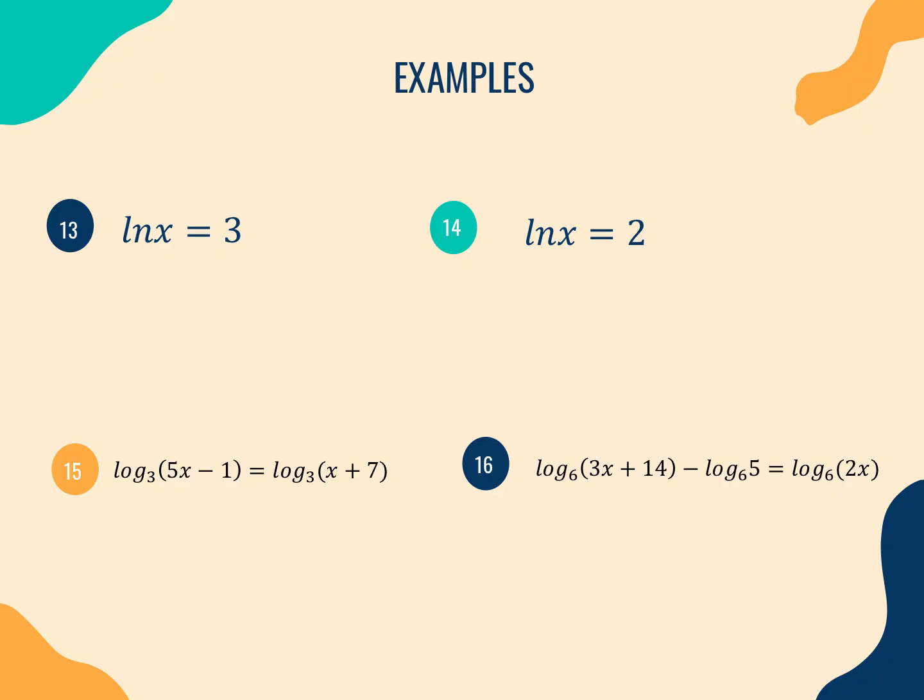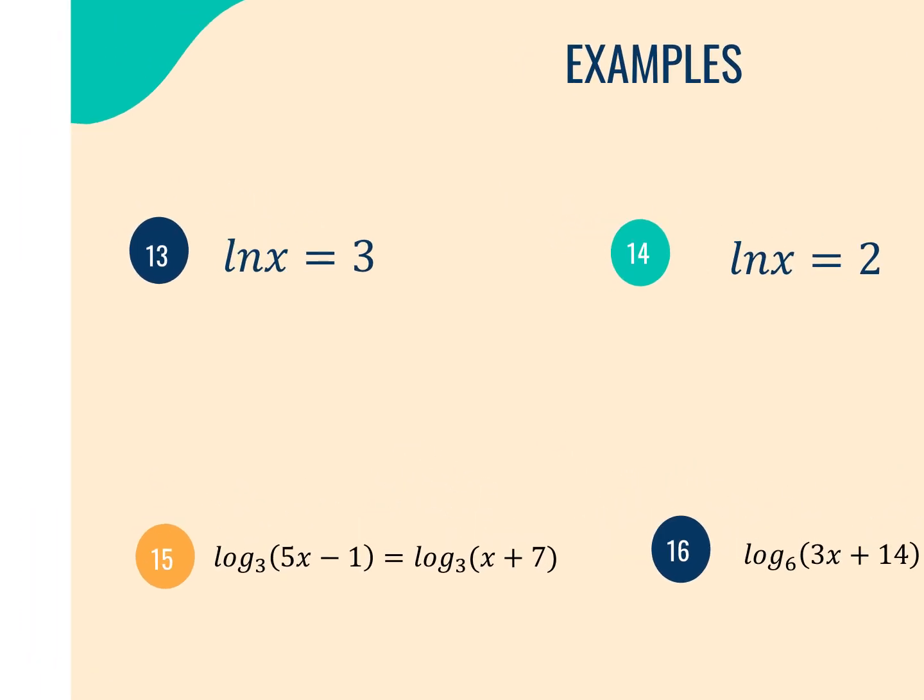I'll just show you some of these super easily. Ln of x is the same as log base e of x, and that equals 3. What you can do here is, since I have a log equals a number, you can convert it to exponential, and I get e to the 3 equals x.